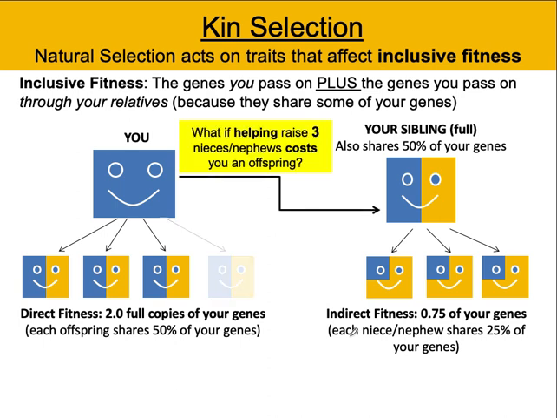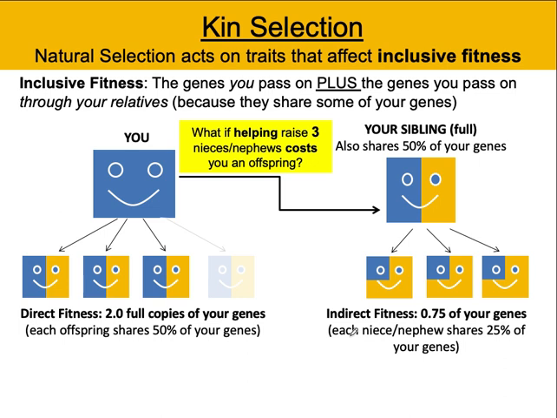Okay, so what if helping raise those 3 nieces and nephews costs you an offspring? Why would it cost you an offspring? Well, that's because those nieces and nephews require resources, and resources within a population like food are not unlimited. And so if you're helping to raise 3 nieces and nephews, there's not as much food to go around to feed your own offspring. There's not enough time and attention to pay to your own offspring.